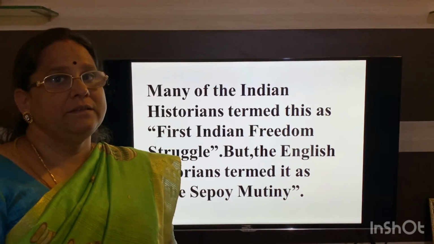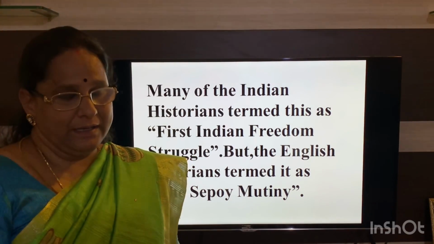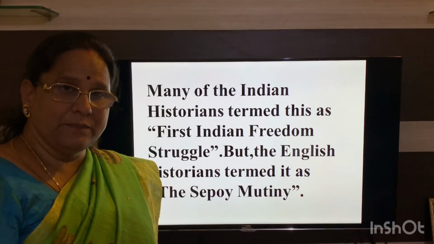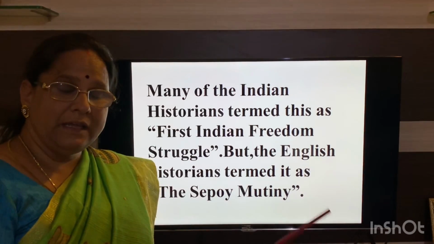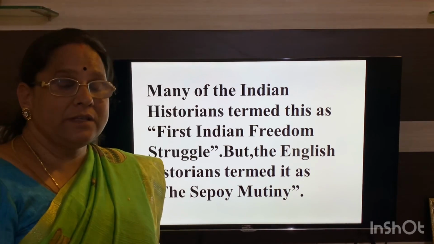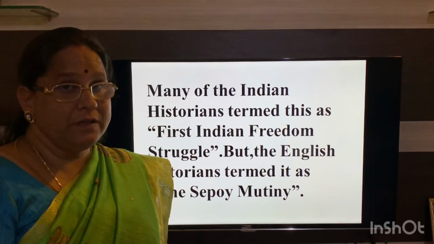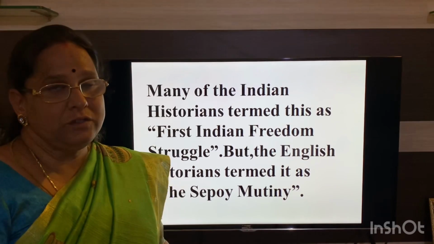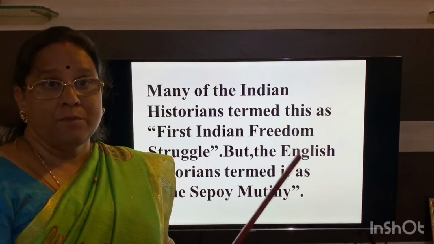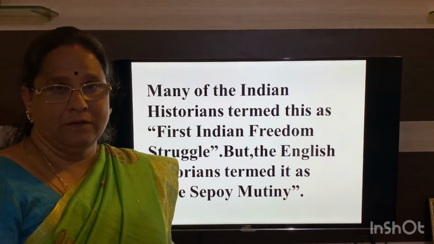Now you can see that this event was described in different terms by different historians. The Indian historians termed this event as the first Indian freedom struggle, whereas the British historians described it as the Sepoy Mutiny. So Indian historians called it the first Indian freedom struggle, or you can also call it the First War of Indian Independence, 1857. British historians described this event as the Sepoy Mutiny.